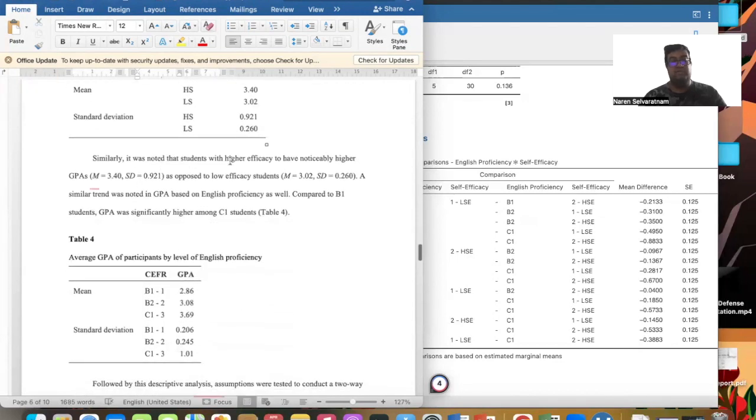Similarly, it was noted that students with higher efficacy had noticeably higher GPAs as opposed to low efficacy students. We have done that comparison. A similar trend was noted in GPA based on English proficiency as well. Compared to B1 students, GPA was significantly higher among C1 students. That is available in table 4. You can indicate that this result is in table 4.